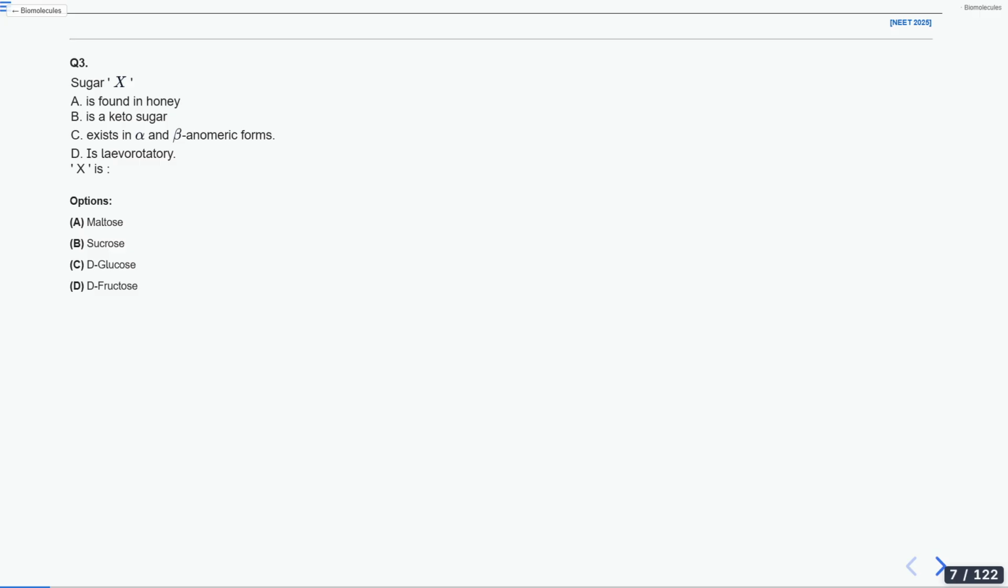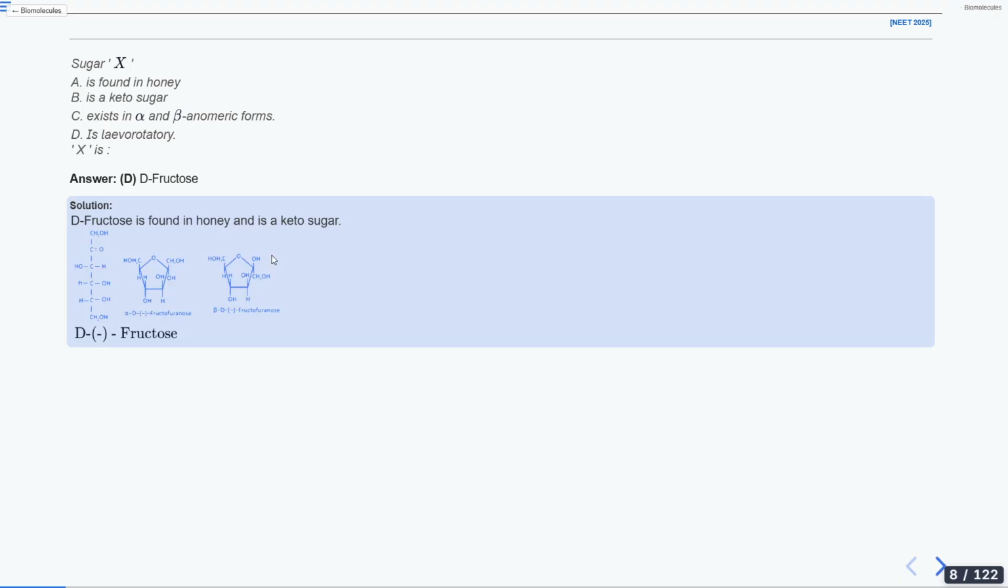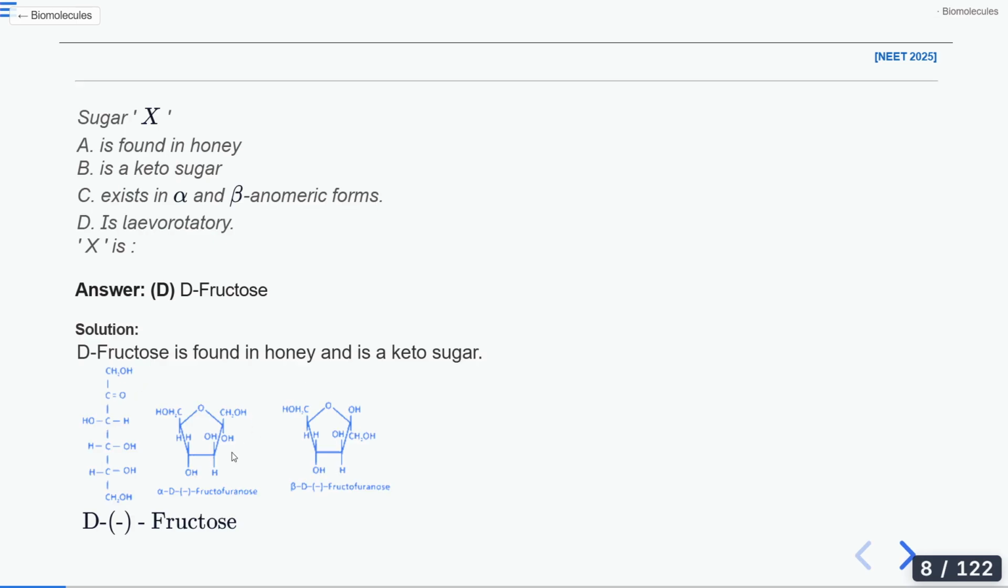Yes, very good. It is dextrorotatory. So remember this: D-glucose is dextrorotatory, whereas fructose is levorotatory. It is also known as invert sugar. So here your correct answer would be D, which is D-fructose. This is the structure of D-fructose. Here you can see that it can exist in two forms, alpha-D and beta-D, and it has a ketone group here in the linear chain.